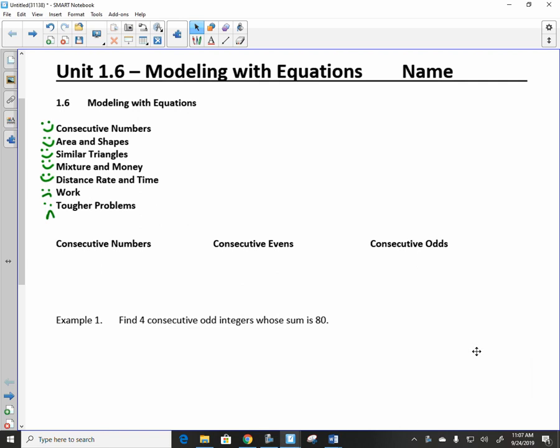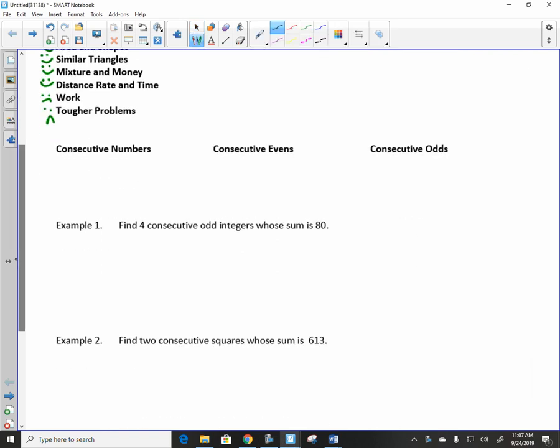Consecutive numbers. Consecutive numbers would be numbers like, say, 4, 5, 6, 7, so on and so forth. Now we can write an algebraic expression to model consecutive numbers such as x, x plus 1, x plus 2.